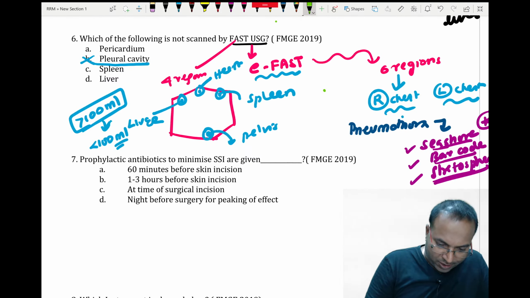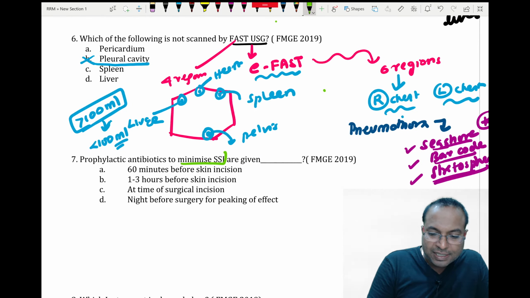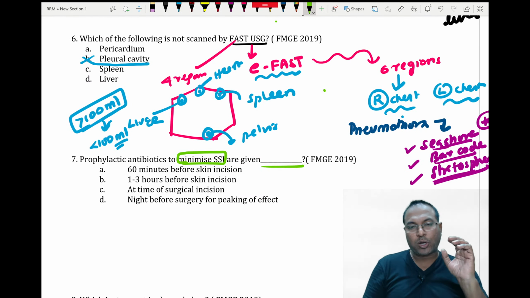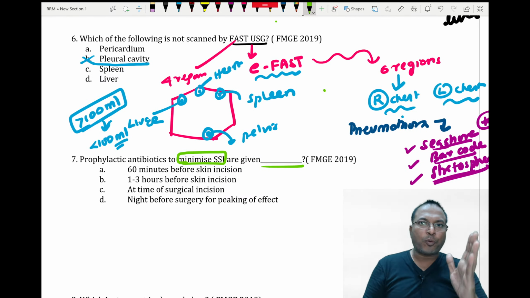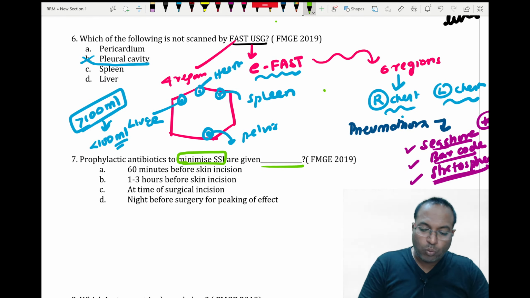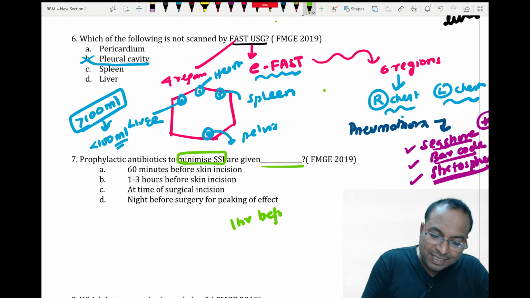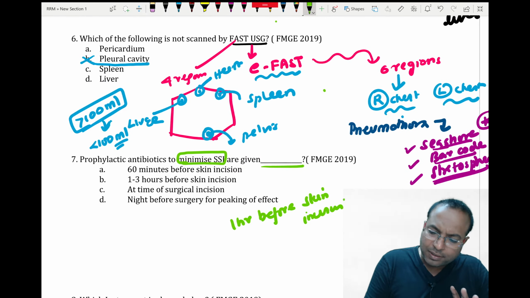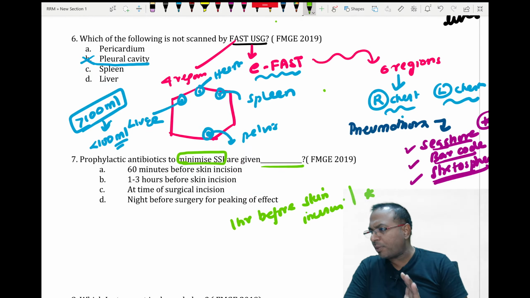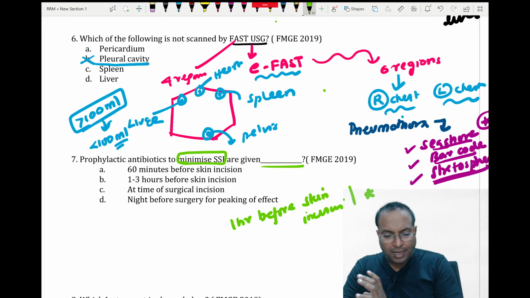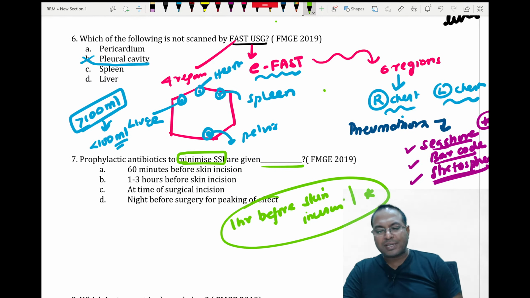Prophylactic antibiotics to minimize surgical site infection are given dash. When will you give prophylactic antibiotics? As per the latest norms and new protocols, we have to give antibiotic 1 hour before skin incision. This is a direct line. Don't get confused. You remember this alone. There may be so many confusions, and so many books may be giving it wrong. This is the correct answer. 1 hour before skin incision.